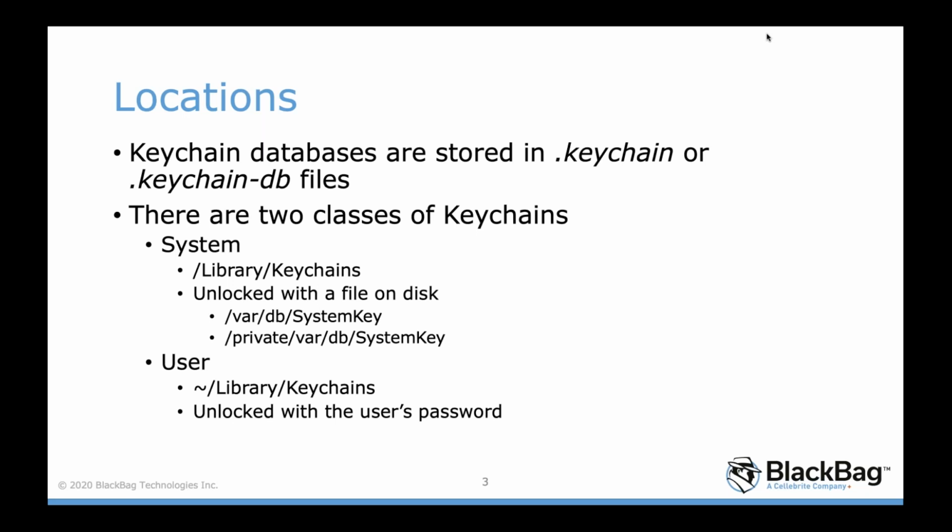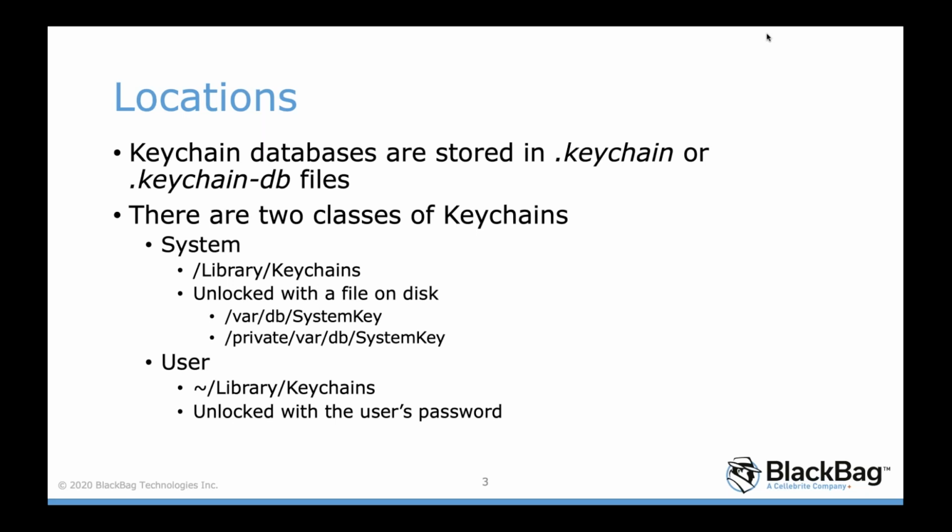So of course, when we're dealing with a disk image, we don't have to worry about any sort of file permissions. We can simply go ahead and parse that file off of the disk image and automatically unlock the system keychain for you. Now, user keychains are a little bit different.